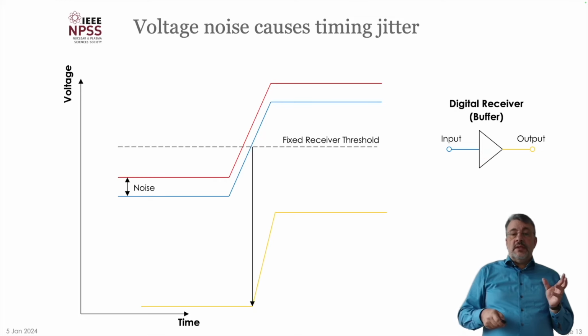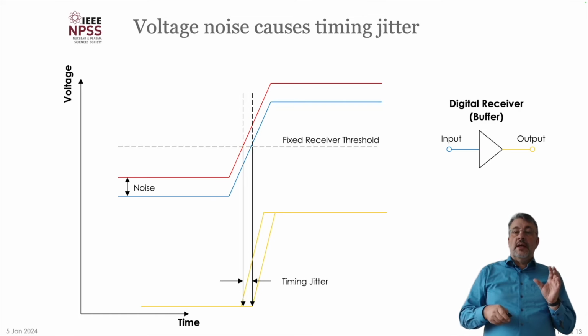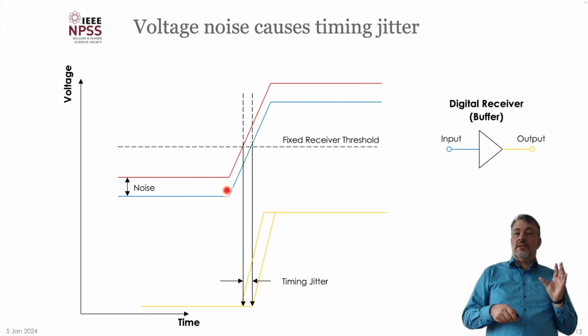Now if you have some noise, the noise shifts the whole clock signal up and down, and the rising edge of the clock crosses this threshold a little bit earlier or a little bit later. This is called timing jitter. So it's important to understand that timing jitter always comes from voltage noise in a clock distribution signal.